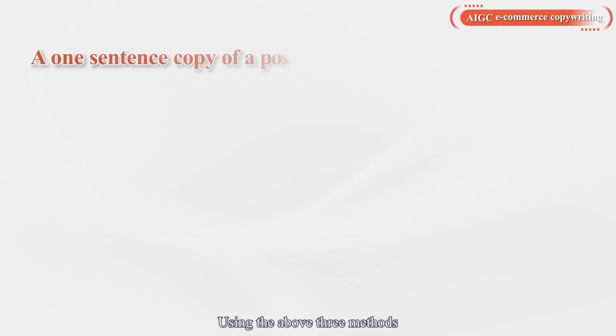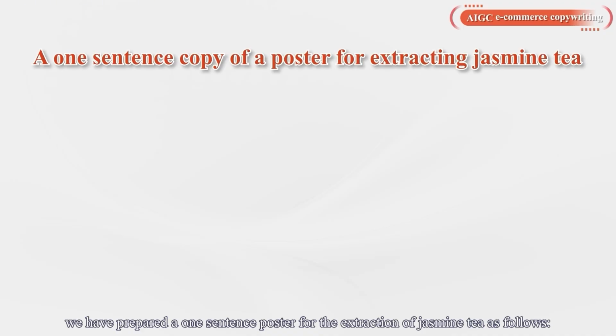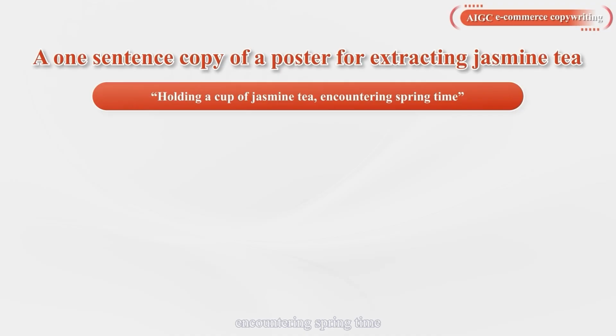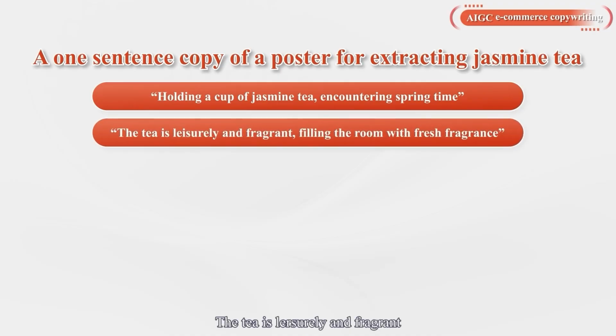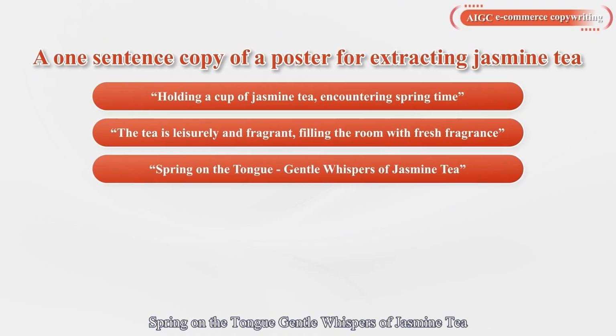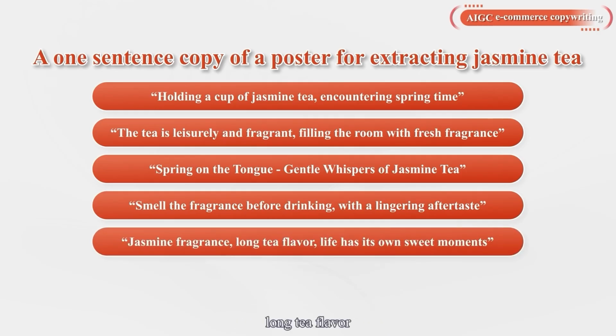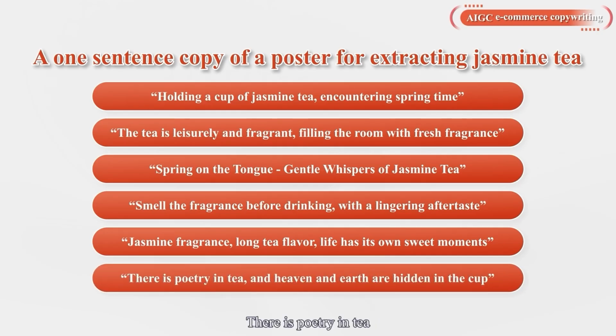Using the above three methods, we have prepared one-sentence posters for the extraction of jasmine tea as follows: holding a cup of jasmine tea, encountering springtime. The tea is leisurely and fragrant, filling the room with its fragrance. Spring on the tongue, gentle whispers of jasmine tea. Smell the fragrance before drinking. The aftertaste is long-lasting. Jasmine fragrance, long tea flavor. Life has its own sweet moments. There is poetry in tea, and heaven and earth are hidden in the cup.